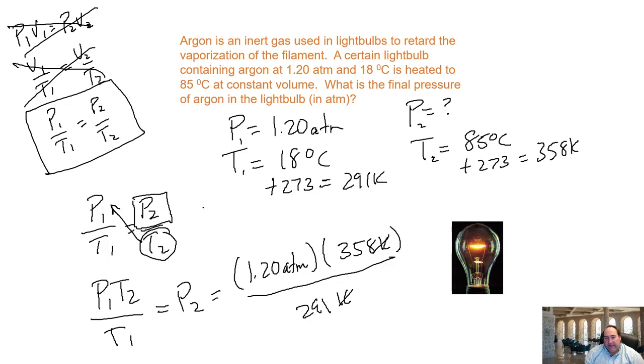Once again here, Kelvin is going to cancel. In this case, it's going to leave us atmospheres, which is a unit of pressure, which is good. 1.2 times 358 divided by 291, I think I have. And that's going to give us something like 1.48 atmospheres.